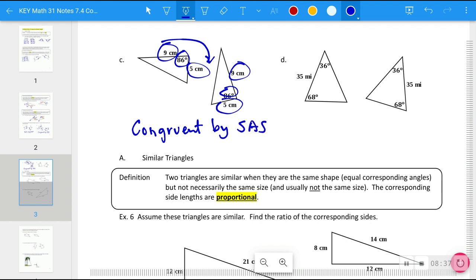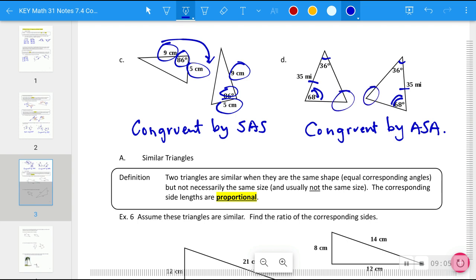Okay, and the last one, I think we've got a congruent angle there, a congruent angle down here, and then the side between them. So that's angle, side, angle. So what we conclude here is that these are the same shape and the same size. So for instance, this angle down here and this angle down here would also be equal to each other, even though we didn't know that at the start of the problem.